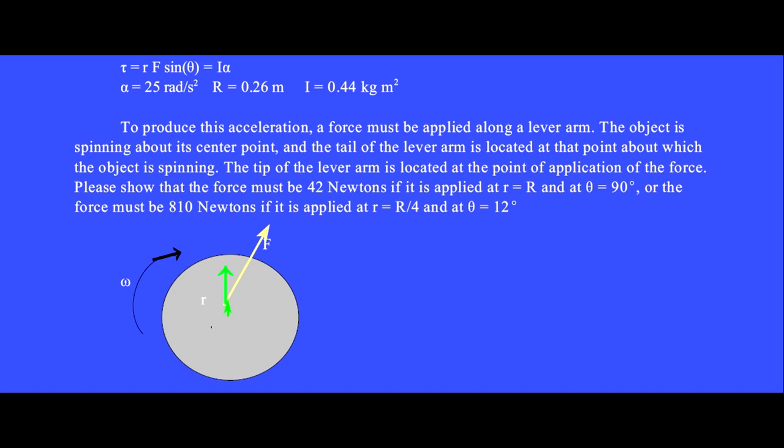When placed tail to tail, the angle between the lever arm vector, little r, and the force vector is 12 degrees.